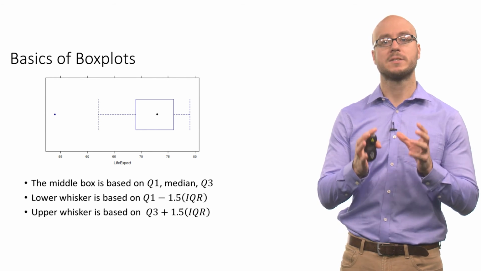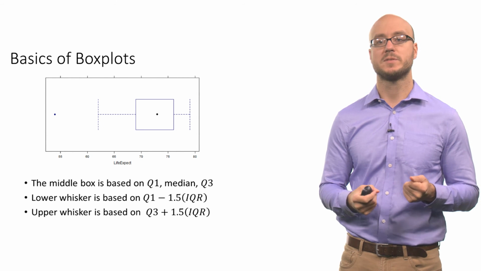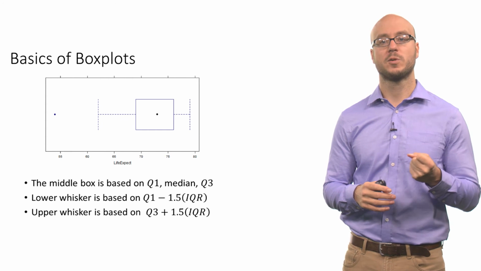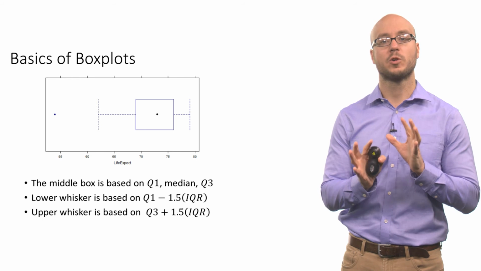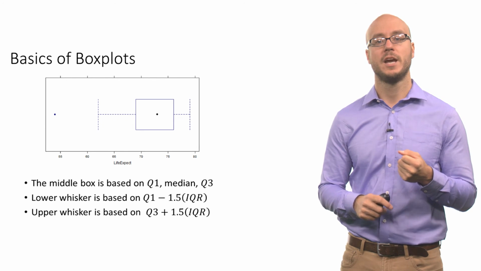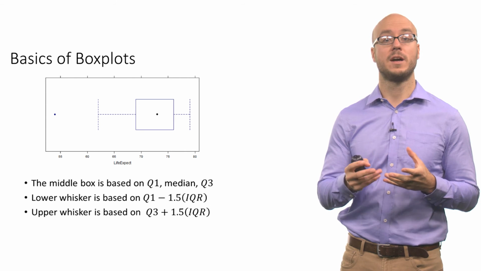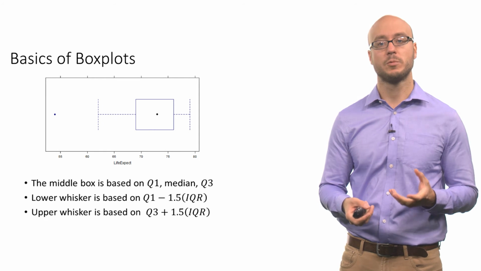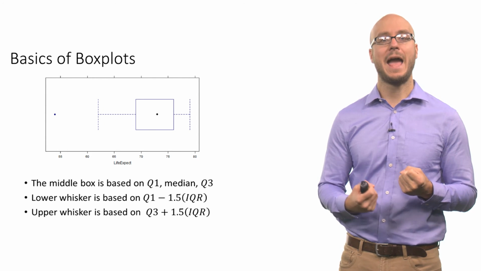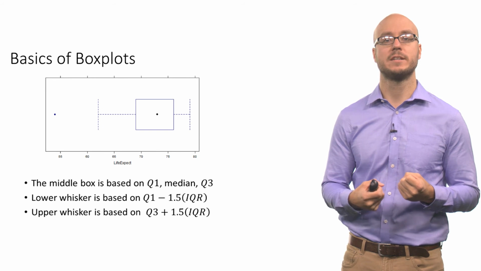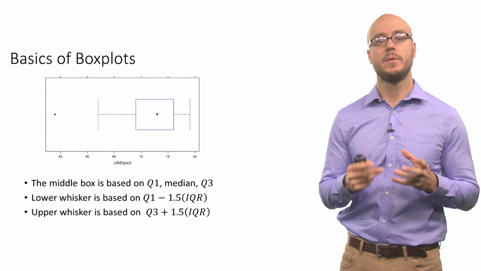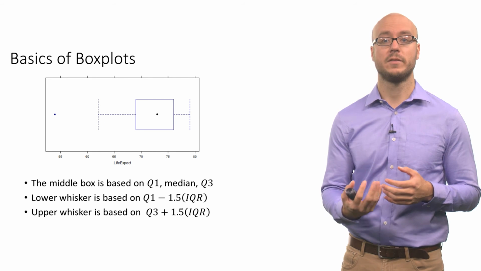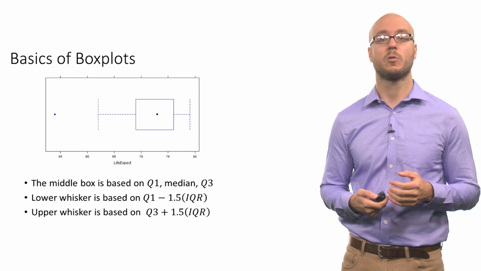The middle box in a box plot is based on the median, or the 50th percentile, and the first and third quartiles. The lower whisker is based on the first quartile as well as the interquartile range. You basically take the first quartile and subtract 1.5 times the interquartile range. The upper whisker is based on the third quartile as well as the interquartile range, and you take the third quartile and add 1.5 times the interquartile range. So a box plot is really based on quartiles and the measures based on the quartiles, which are the median and the interquartile range.